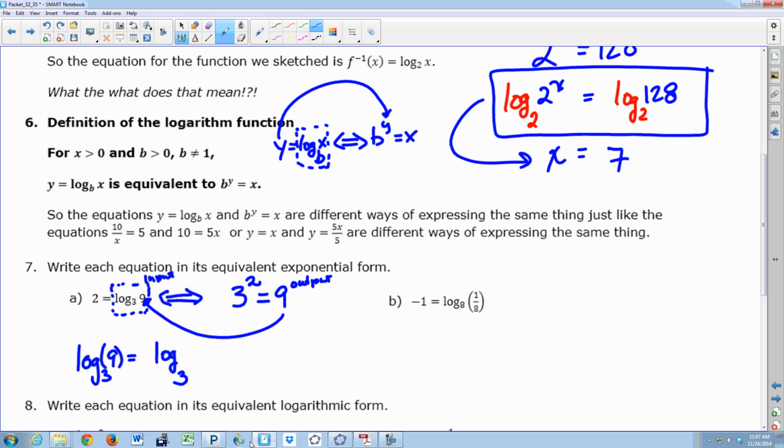3 times 3, which is what? 3 squared. So I can replace 9 with 3 squared. So what is this asking me? This says, what number do I raise 3 to get 3 squared? What's my answer? What power do I raise 3 to get 3 to the second power?